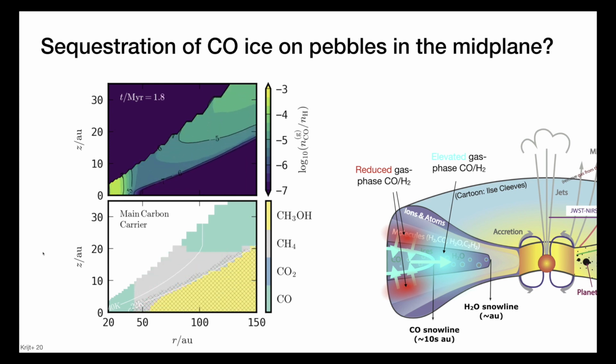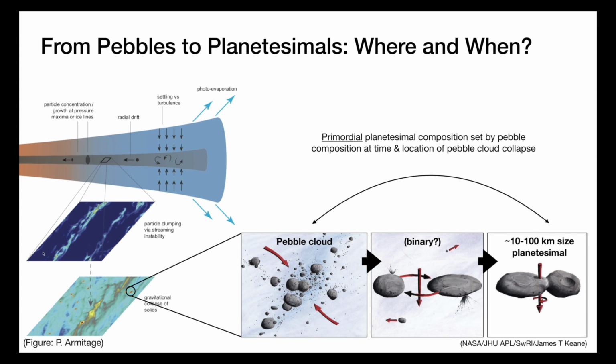These models that I highlighted on the previous slide did not go beyond the formation of pebble-sized particles, but in the modern picture of planet formation, it is these pebbles that accumulate in certain disk regions, it's not completely clear where and when this happens, to form dense clumps that can collapse to form gravitationally bound planetesimals. In such a picture, the bulk composition of the primordial planetesimals is then set by the composition of the pebbles at the time and location where this accumulation occurs.